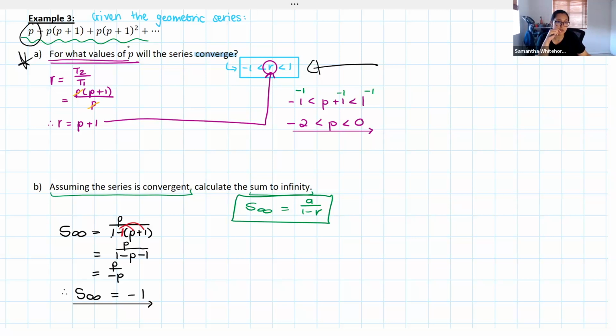Alrighty, any questions? Otherwise, I'm going to move on to the last example, which is very exciting. Please take a screenshot before I move. And again, grade 12s, just ask questions if you need.